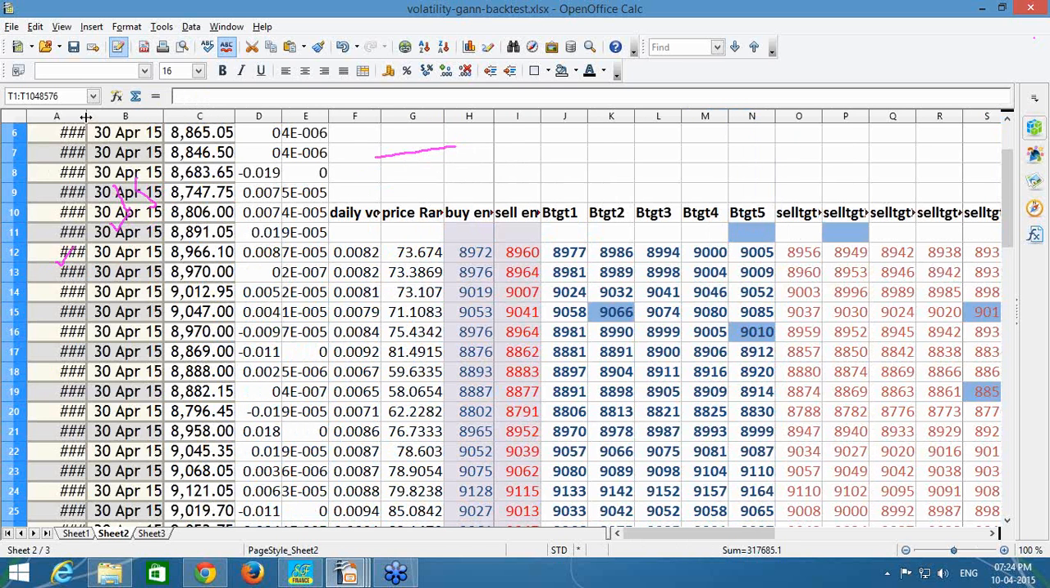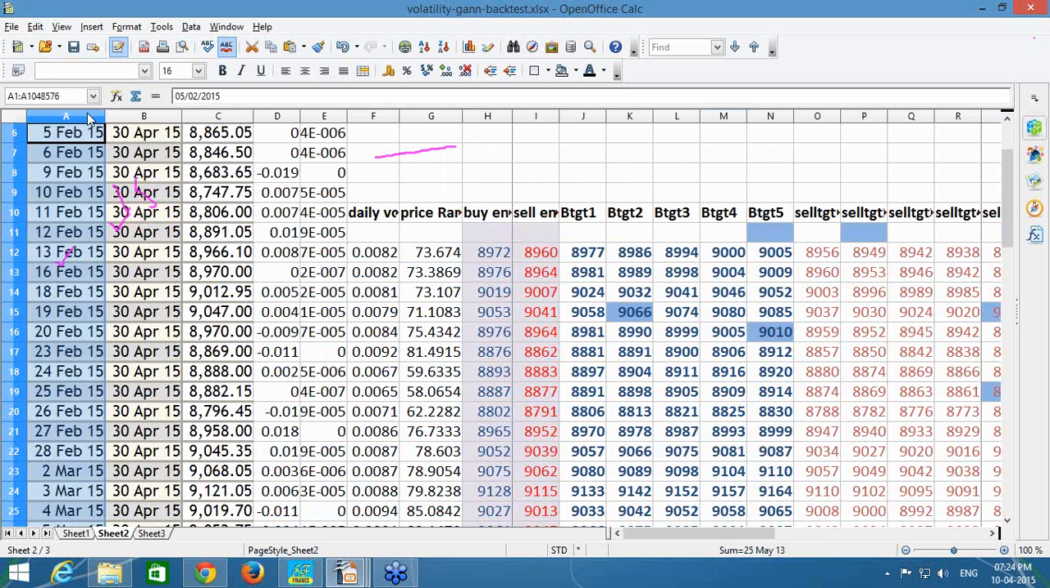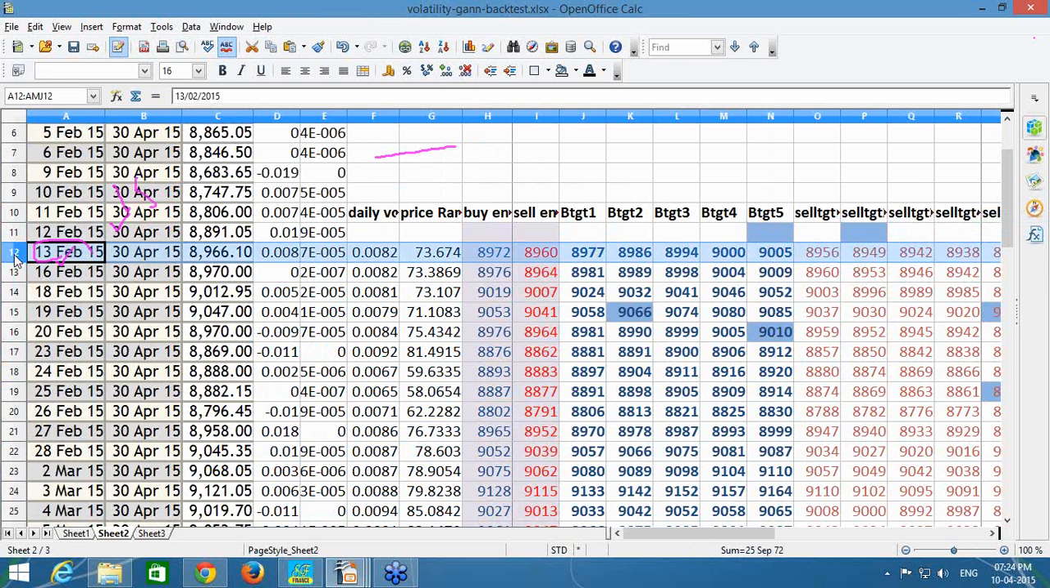So fine. This is the thing we are doing for a date, because we require some dates for our study also. So this is the first backtesting record that has come to me, on 13th February, because I require some 10 to 11 days of data for calculating the volatility and all.